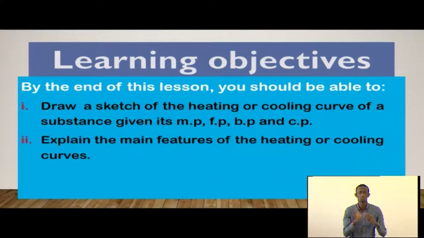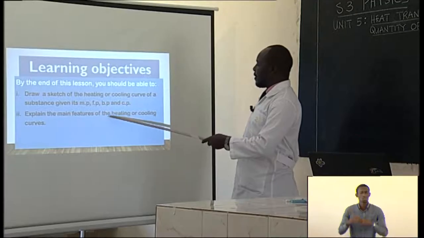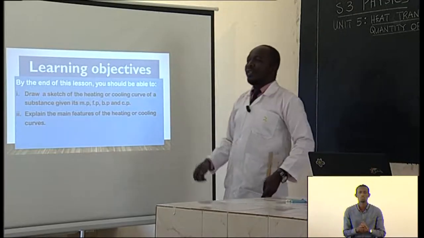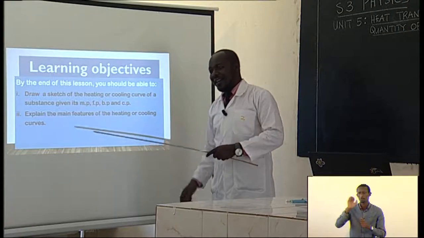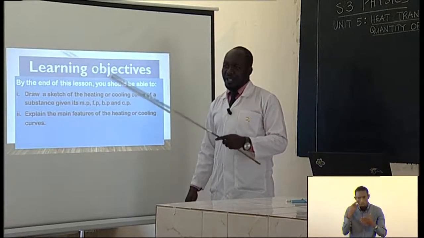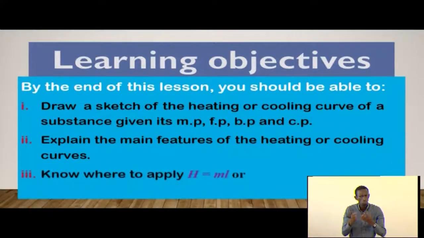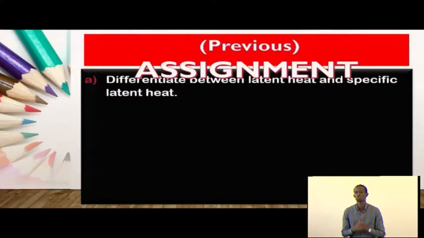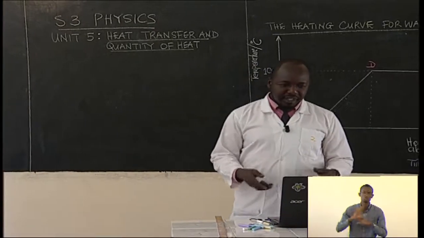You should also be able to explain the main features of the heating or cooling curves. Main features: how do they look, and how do we interpret those features of the cooling and heating curves. And lastly, we should also be able to know how to, we already know, we have been doing this before. So we should know where to apply the equation H equals ML or Q equals ML on which part of the graph. So that is our learning objectives today. And I hope you remember that as we move along.